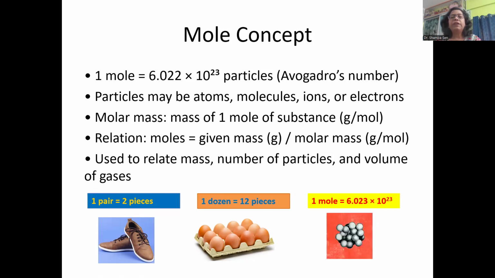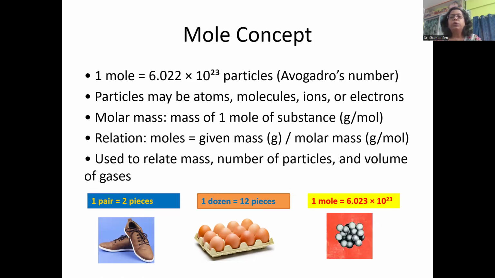6.022 times 10 to the power 23 number of particles. It is also called as Avogadro's number after the scientist Avogadro. When we are talking about particles, it may be any species. It may be atoms, molecules, ions, subatomic particles like electrons, neutrons, protons, anything.